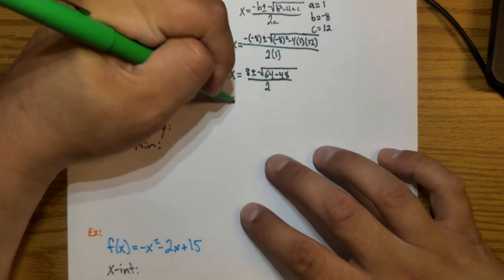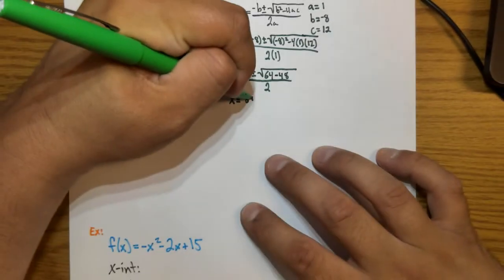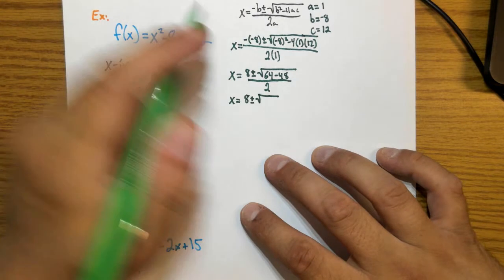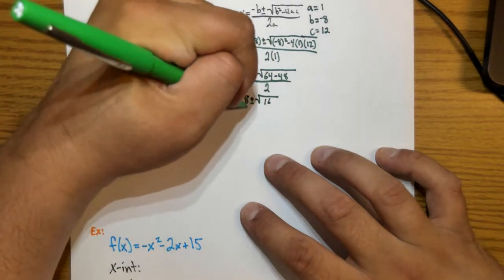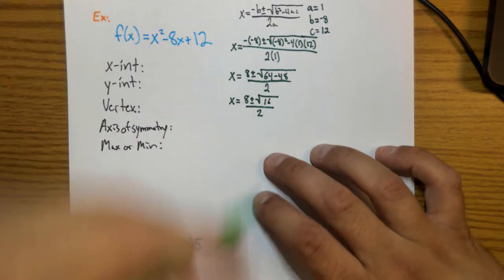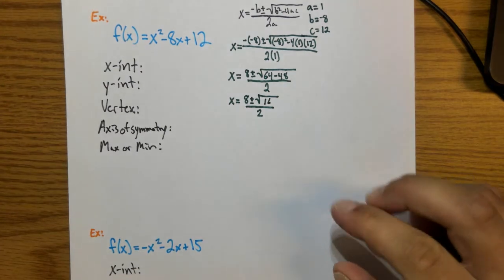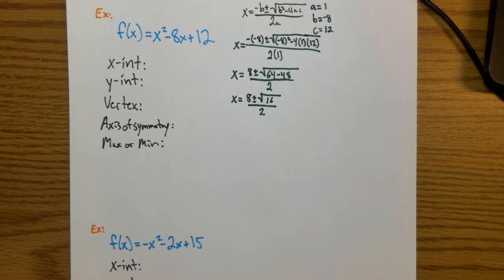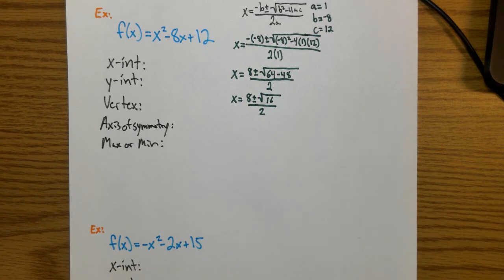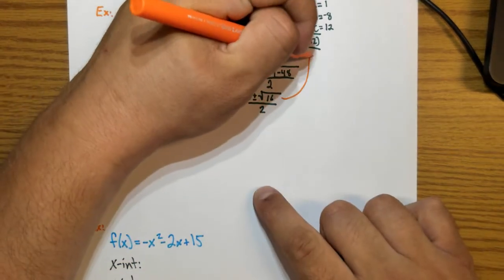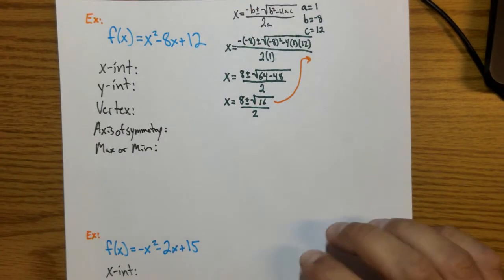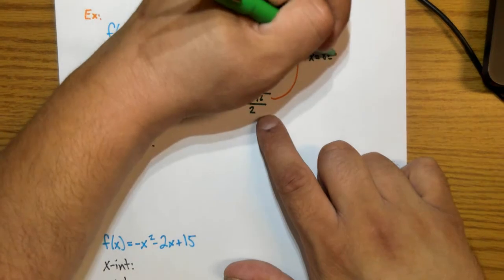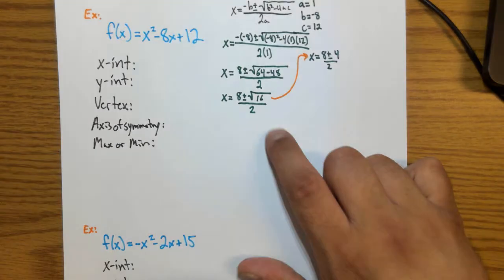So we have x equals 8 plus or minus 64 minus 48, it's going to be 16, over 2. And at this point, we can take the square root of 16. Square root of 16 is 4, so x equals 8 plus or minus 4 divided by 2.